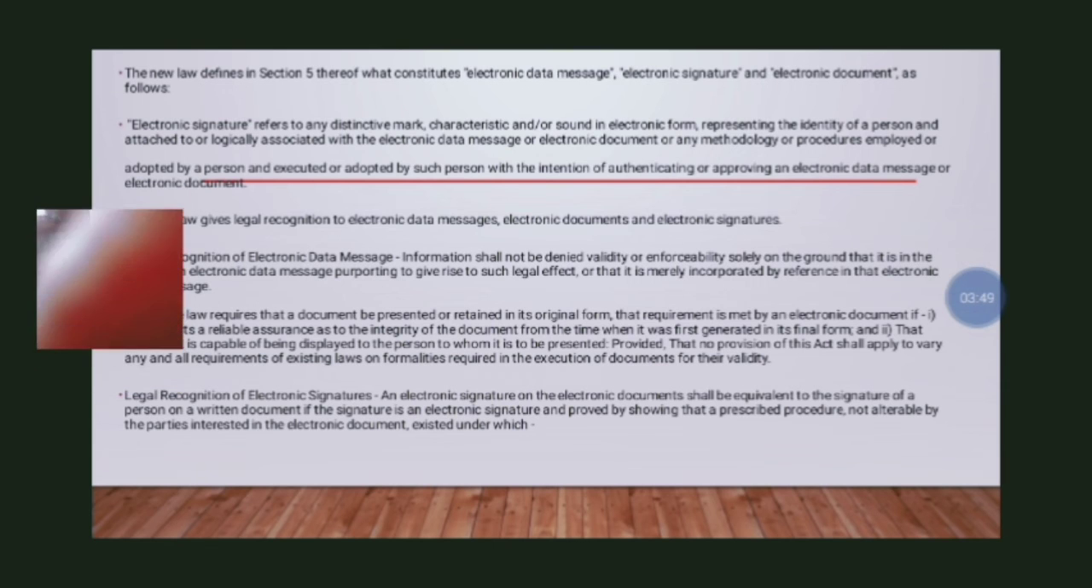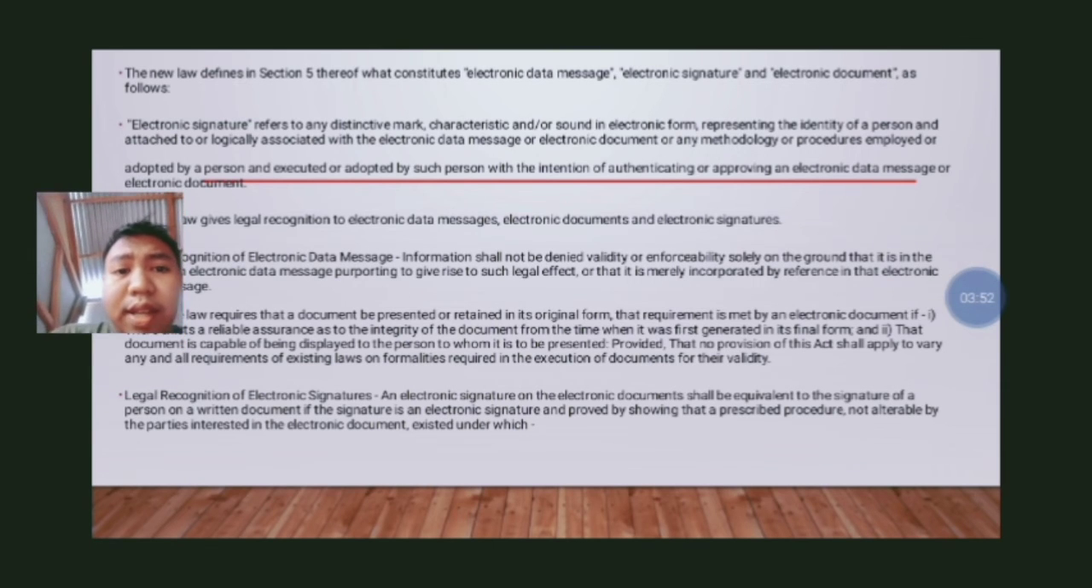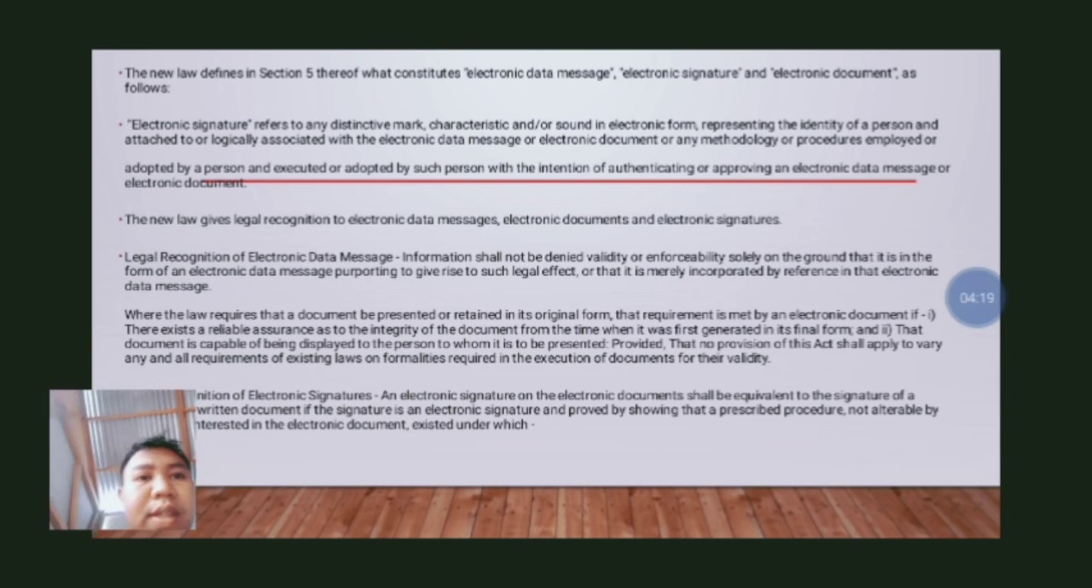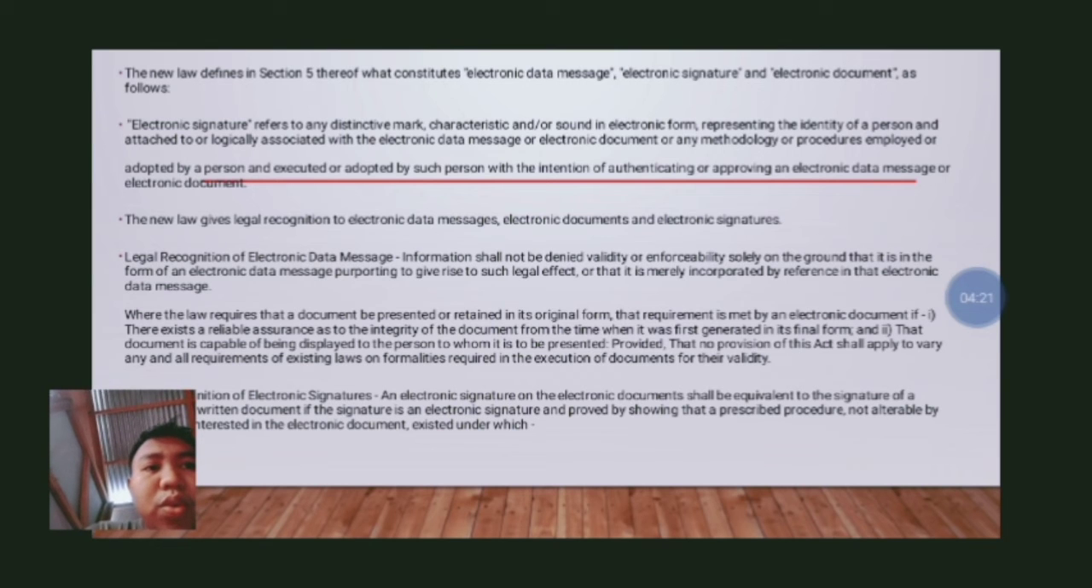This is the electronic signature. Legal recognition of electronic signatures. An electronic signature on the electronic document shall be equivalent to the signature of a person on a written document. So those are the types of electronic data.